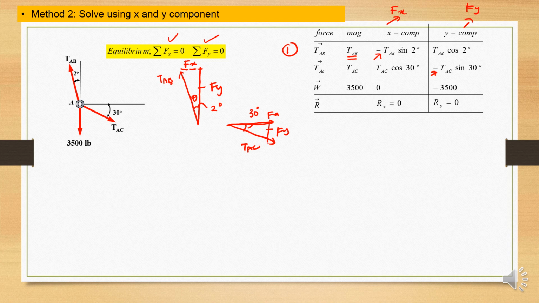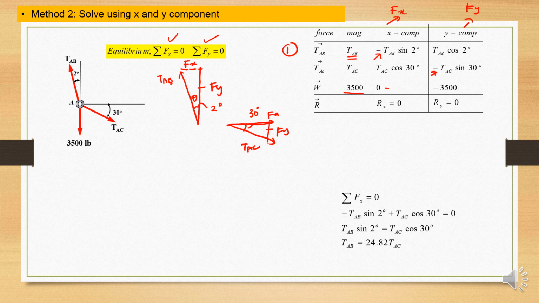Now look at the weight. The weight only involves the y-axis. That's the reason why the magnitude is 3,500, and since it only involves the y direction, the x here will be 0. What about the Fy? For the Fy it becomes minus 3,500 because it is on the negative side.